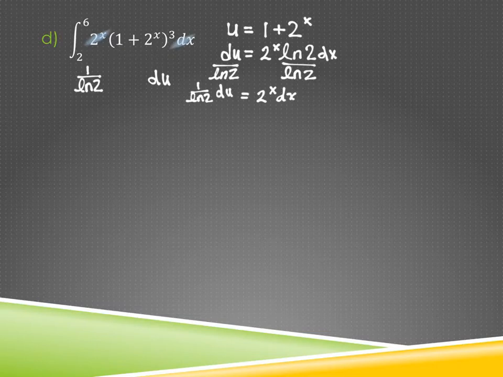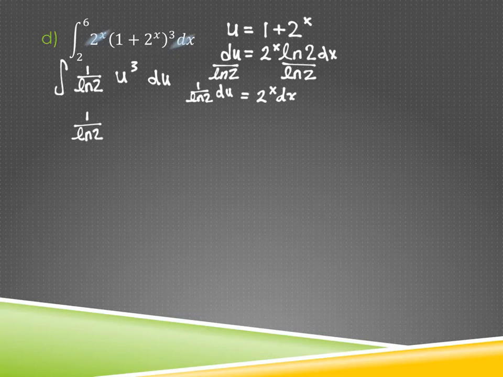The part in parentheses, 1 plus 2 to the x, what will it be replaced by? U. And that u will still have a negative third exponent, power 3. And I still have the integral at the beginning, and I'm not writing my numbers of 2 and 6 until later. I'm going to ignore them for the moment. 1 over natural log of 2 is a number. It's a constant multiplier. Constant multipliers just come along for the ride, whether it's a derivative or an antiderivative. So my solution here will have 1 over the natural log of 2 in it.